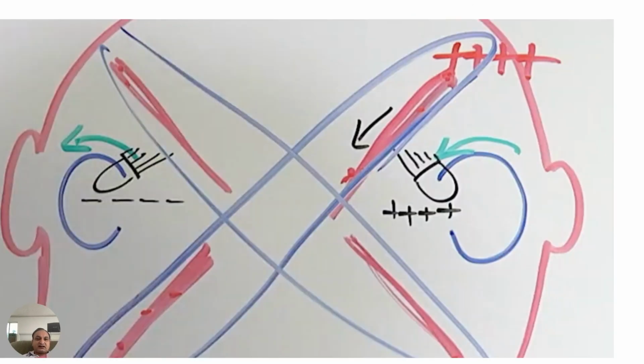This is the schematic diagram to show how the left horizontal and the right horizontal canals are oriented. If it's excitatory in the right horizontal, it's inhibitory in the left horizontal. Similarly, the right anterior is parallel to the left posterior, and excitatory in the right anterior will cause inhibitory in the left posterior canal, and excitatory in the left anterior canal is inhibitory in the right posterior canal.